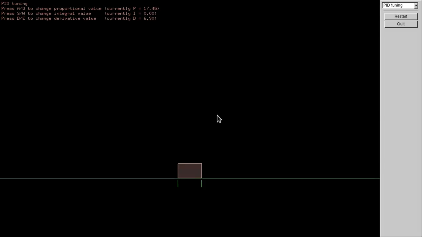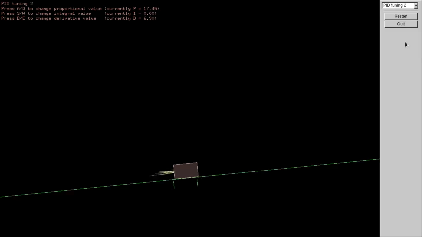So P and D, proportional and derivative, are fairly easy to explain, and hopefully you should understand about how they work now. The I value is not quite so easy to explain, and when there's a situation like this, there's actually no need to have an I value at all. But what about if there was the influence of gravity playing a part here?